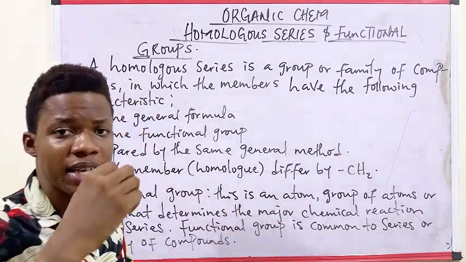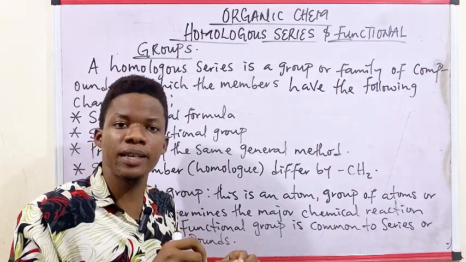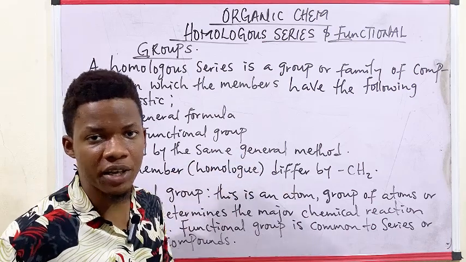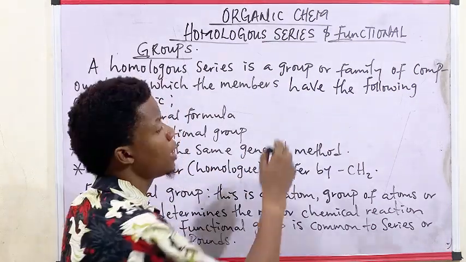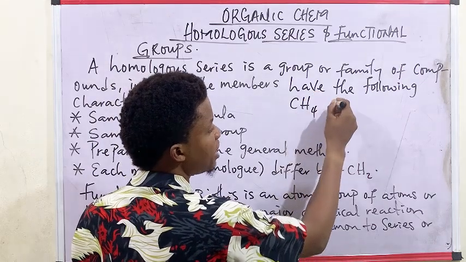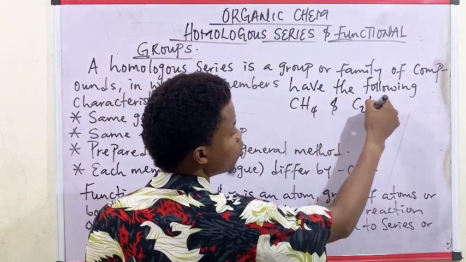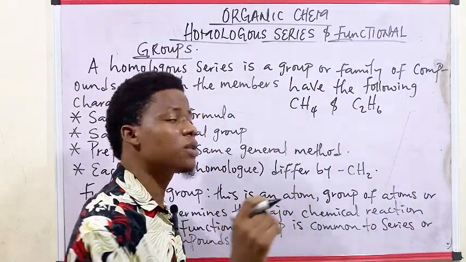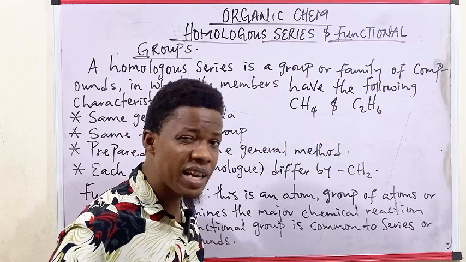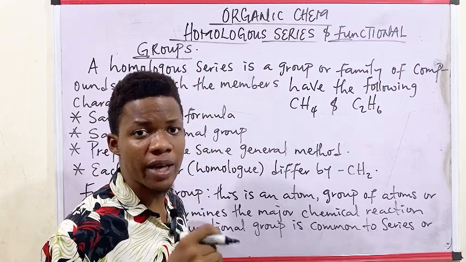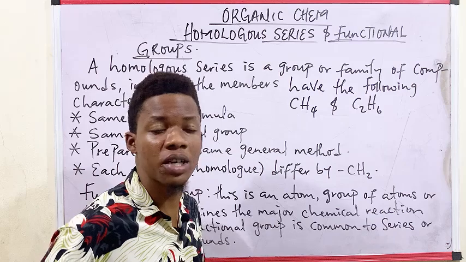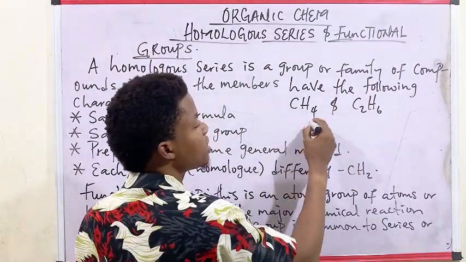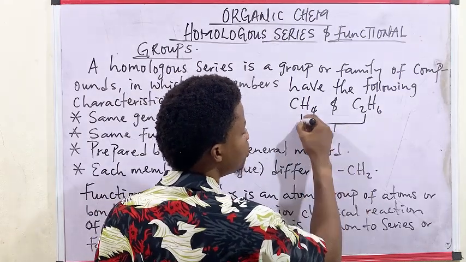Now let's say we take the alkane, for example. Methane is under the family of the alkane. Ethane is also under the family of the alkane, but they have different molecular formula. Methane is written as CH4, ethane is written as C2H6. So they have different molecular formula, but we are not talking about the molecular formula. We are talking about the general formula. Both of them are alkanes, so they have the same general formula.